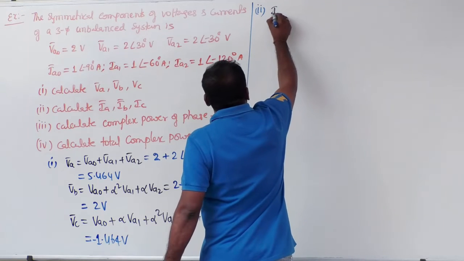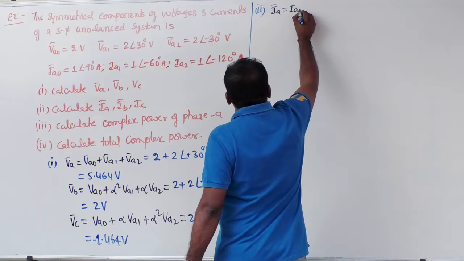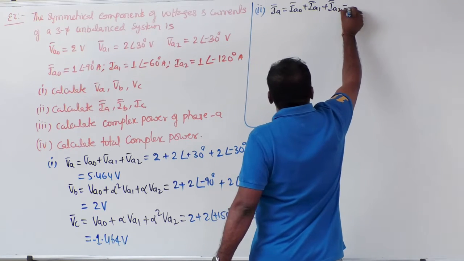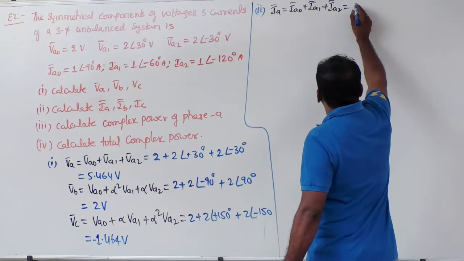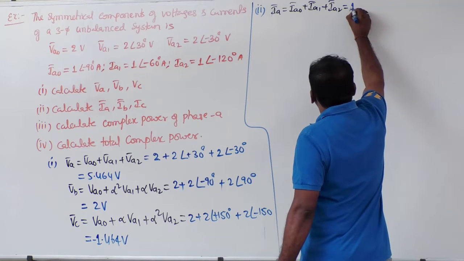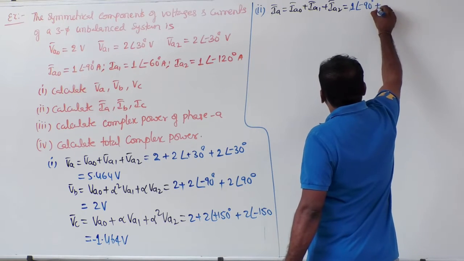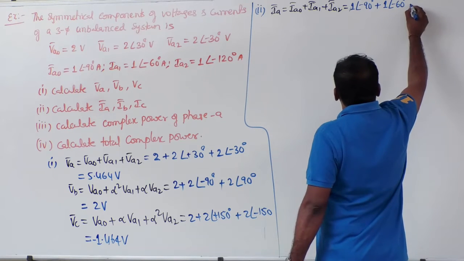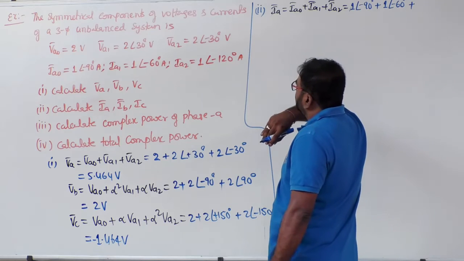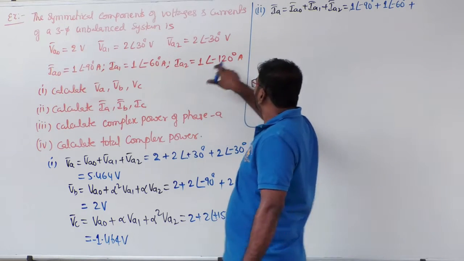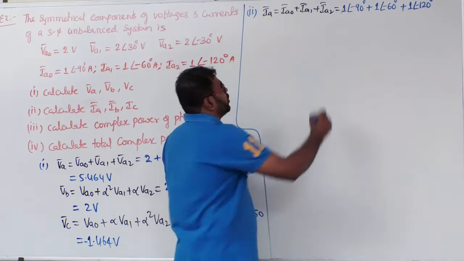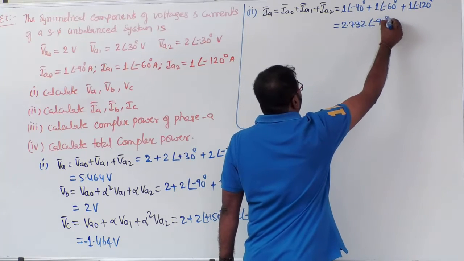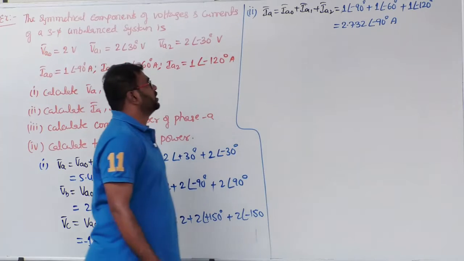But we know the formula for IA directly: IA0 plus IA1 plus IA2. If I substitute, what do I get? IA0 is 1 at an angle minus 90 degrees, plus IA1, 1 at an angle minus 60 degrees, plus IA2, just check, 1 at an angle minus 120 degrees. If I solve this, we get 2.732 at an angle minus 90 degrees ampere. So that's the IA value.